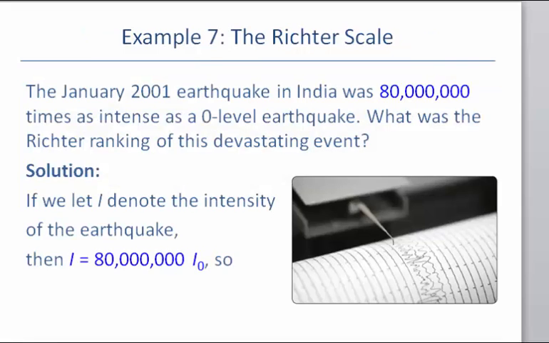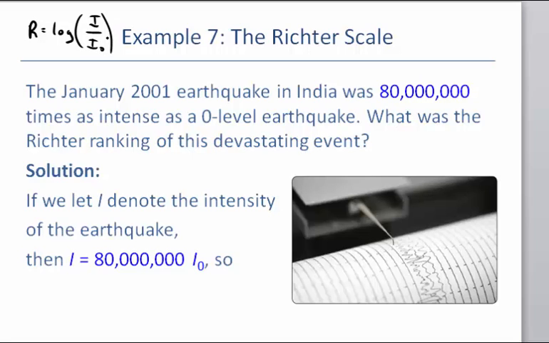All right, so let's look at an example. The January 2001 earthquake in India was 80 million times as intense as a 0-level earthquake. What was the Richter ranking of this devastating event? So again, let's get our formula down. We'll write it right up here so that we can see it: the log of I divided by I sub 0.